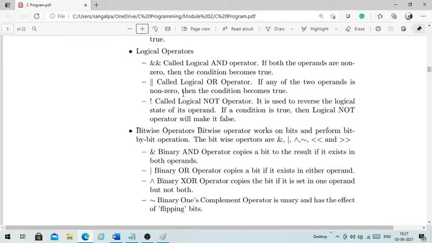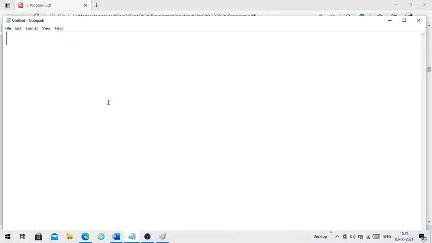The binary AND operator copies a bit to the result if it exists in both operands. So if it exists in both operands, that means if both are true, then it will return true. That's the same thing. So I will show you an example. Let's say I have a number 4, and I'm performing AND with 5. First I want to convert this 4 to its corresponding binary. So what I will get is 100, and 5 will be 101.